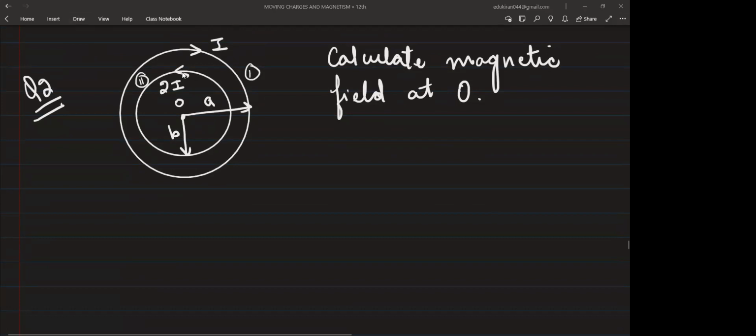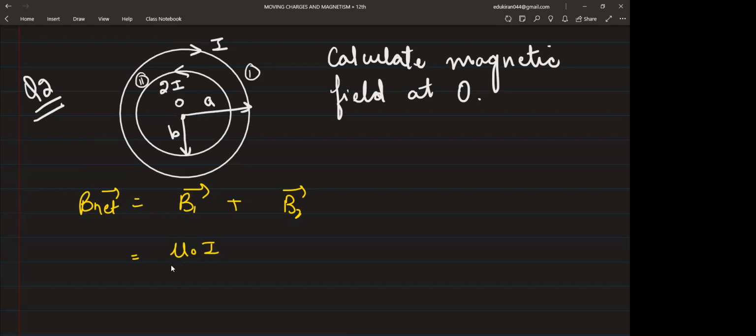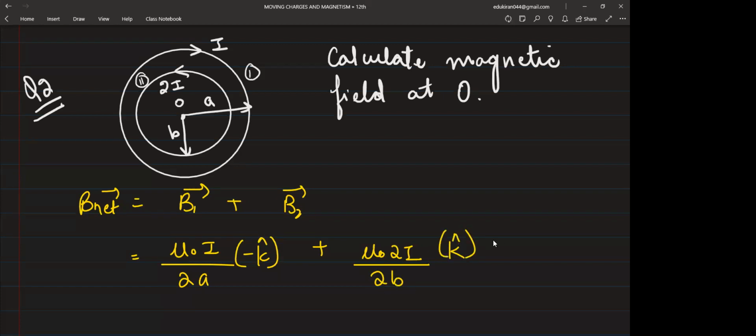See, class, these are proper circular loops, right? This is the first outer bigger circle, and then you have the inner circle. So when we are calculating the net magnetic field, it is B1 plus B2. What is B1, the first one with radius A? This is equal to mu naught I divided by 2A, and this is clockwise, so it is inwards, so minus K cap. Plus the outer one: mu naught, current is 2I, radius is 2B, and this is anti-clockwise, so outwards, this much Tesla. Write it quickly. Text me done.